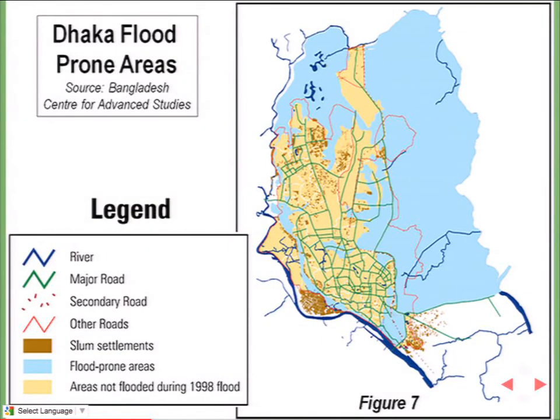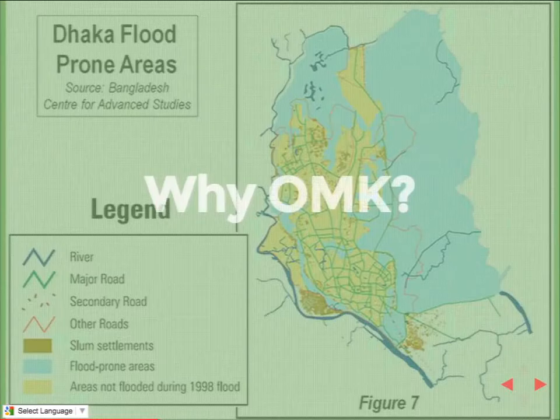It's really hard to get hazard data. This is what passes for a good map of hazards in DACA. Taking this map and actually doing something with it to inform communities living in really, really dense slums is really difficult.